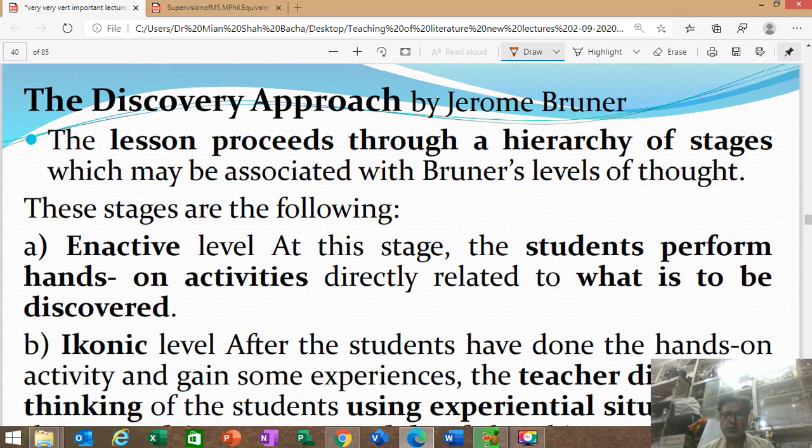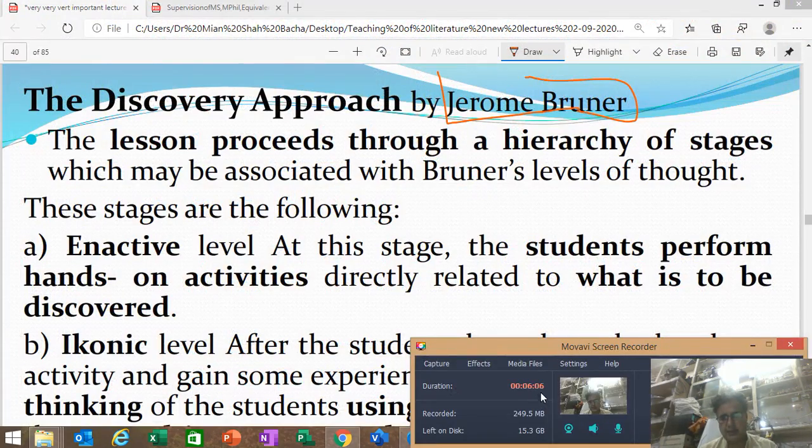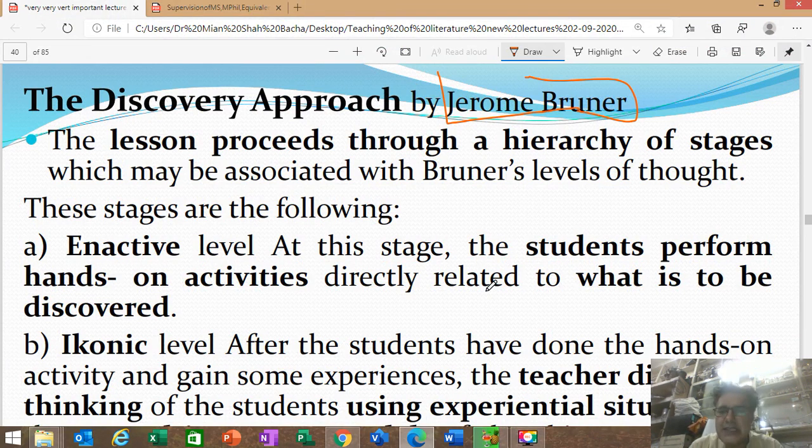Then we move on to the discovery approach by Jerome Bruner, right? Discovery approach: the very name signifies that some discovery takes place in this. The lesson proceeds through a hierarchy of stages, which may be associated with Bruner's levels of thought. These stages are the following.